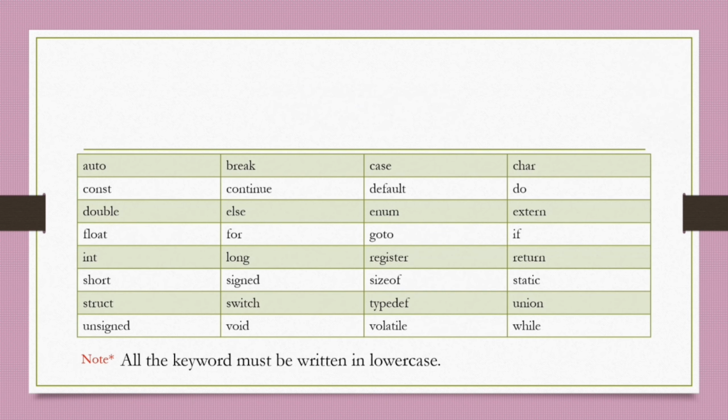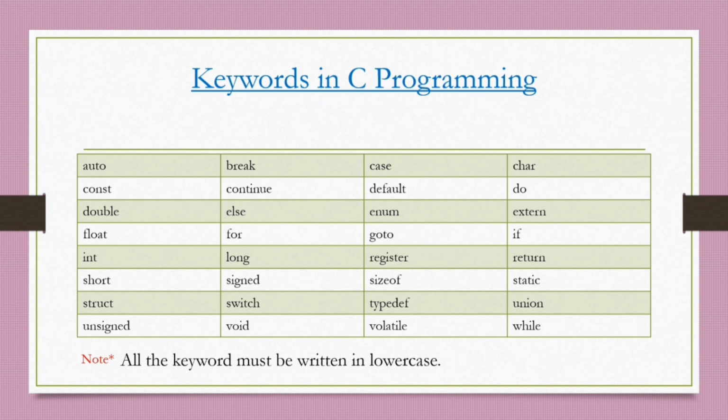Next, we have keywords. There are 32 keywords in the C language. These are represented here: auto, break, case, char, const, continue, default, do, double, else, enum, extern, etc., and so on. Note that all the keywords must be written in lowercase.